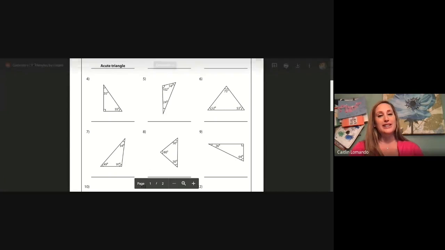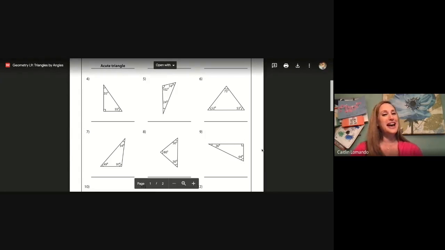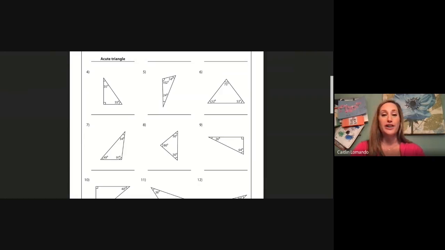Let's look at triangle number 8. We have two angles that measure 50 degrees and one that's 80. Is this an acute, right, or obtuse triangle? This is an acute triangle. None of the angles measure larger than 90 degrees. Let's look at triangle number 9. We have one angle that's 26 degrees, one that's 64, and one with a square in the corner. Think about what that means. Let's pause and discuss. Triangle number 9 is a right triangle because it has one right angle.